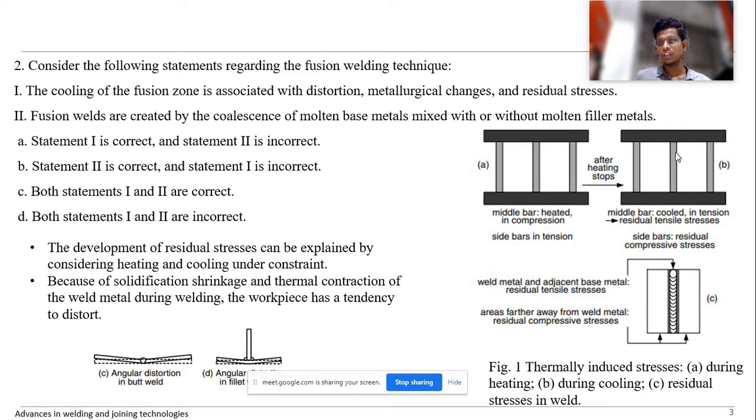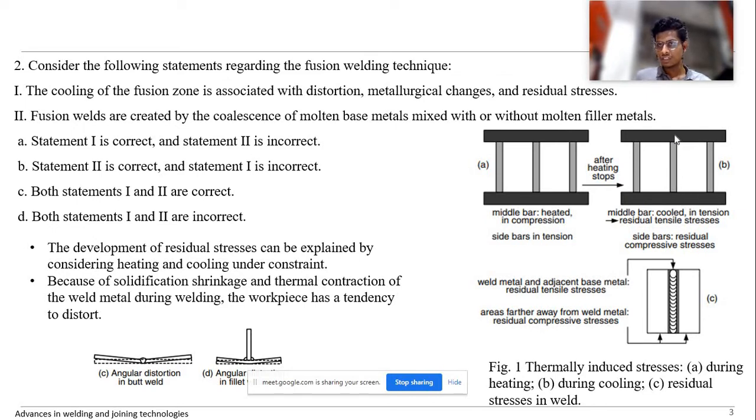During cooling, thermal contraction happens, right? Since I am only heating and cooling the middle bar, because of the cooling it tries to contract, but the side bars won't allow it because of this arrangement. So because of that, tensile stresses will be generated. It means this metal tries to contract because the temperature is reducing during cooling, but because of this bar, it doesn't allow it to contract.